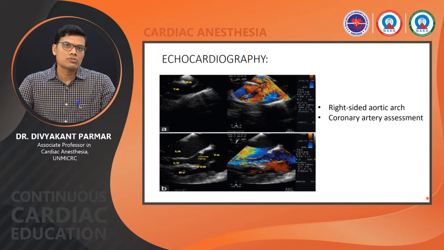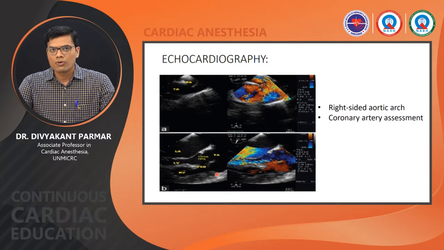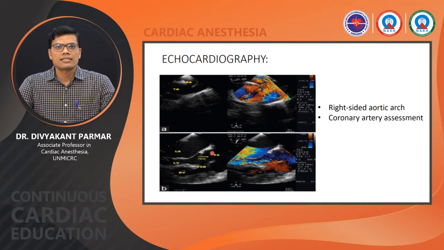Now, to diagnose this truncus arteriosus, echocardiography is useful, and we can note the following features on the echocardiography. This image shows the mid-esophageal long parasternal view, and we can see a single arterial vessel arising from the heart, and there is a single semilunar valve, called the truncal valve, and below this truncal valve there is a large VSD. Then there are dilated biventricular chambers. There is also a dilated left atrium.